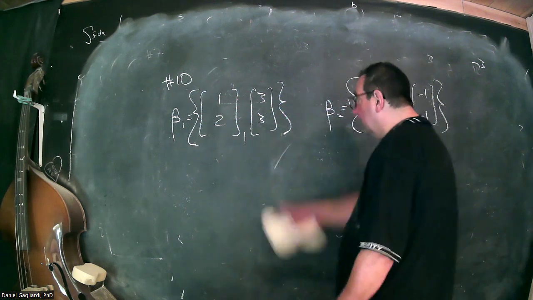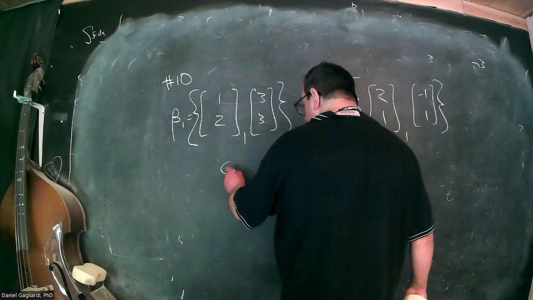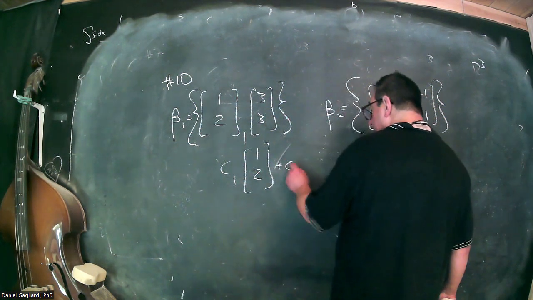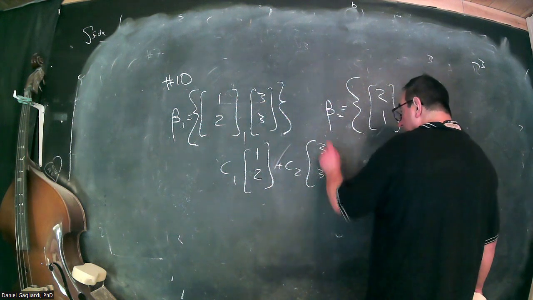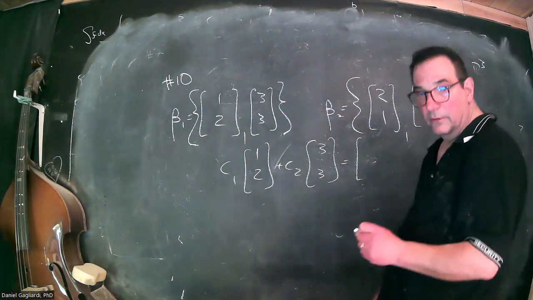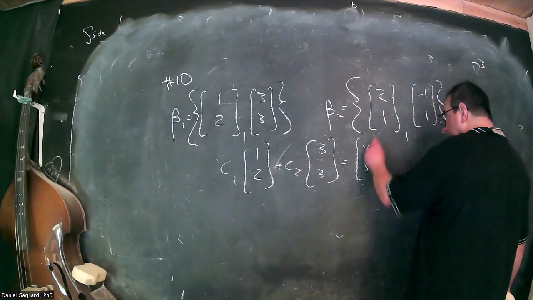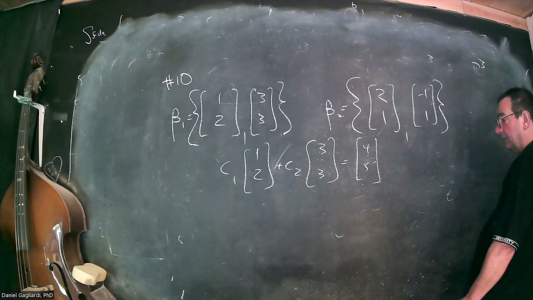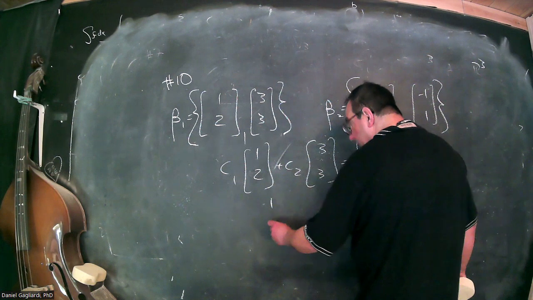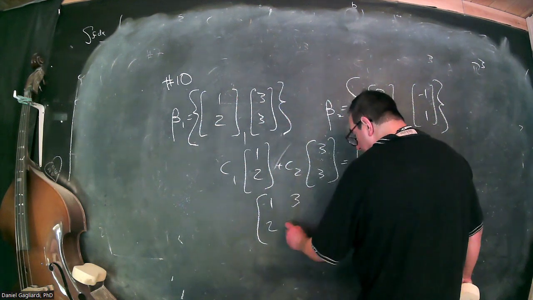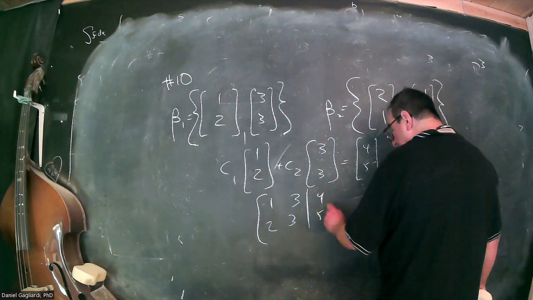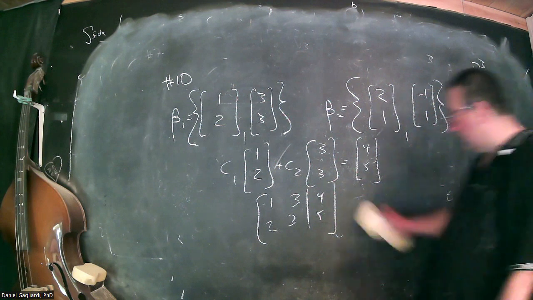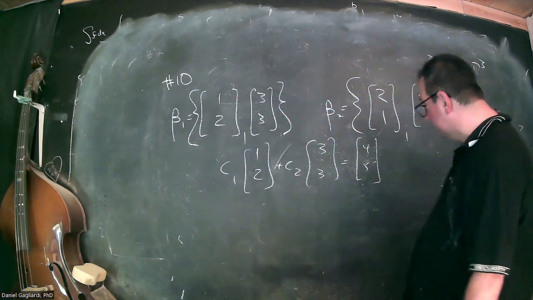Okay, so let's set up such a problem. So c1 times (1, 2), right? That's a 2, and plus c2 times (3, 3) equals the target vector (4, 5). Okay, so here's our target vector (4, 5). So, to solve this problem, as usual, we go to a linear system. We go to the augmented matrix, which is [1, 3 | 4; 2, 3 | 5]. Okay? Well, it's pretty clear. I don't even need to use a linear system here, actually.